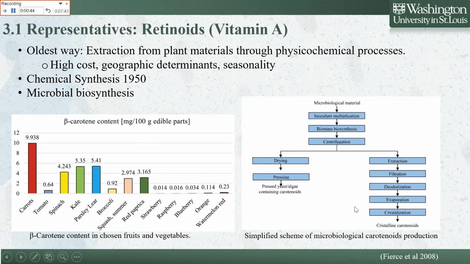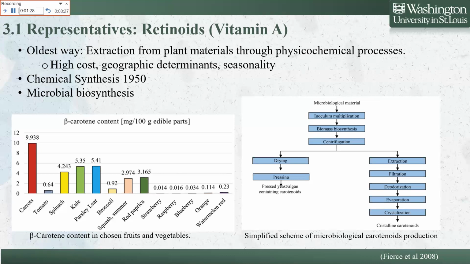The main disadvantages of the production of carotenoids from plant material are the high cost, geographical determinants, and the seasonality of the raw material. And chemical synthesis has been used in carotenoid production since it was developed in 1950. Among all known methods of obtaining this product, microbial biosynthesis is of particular interest. The need for commercial production of natural pigments, including beta-carotene, has led to intensive research in this area.